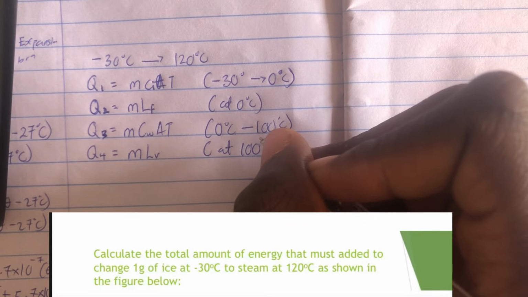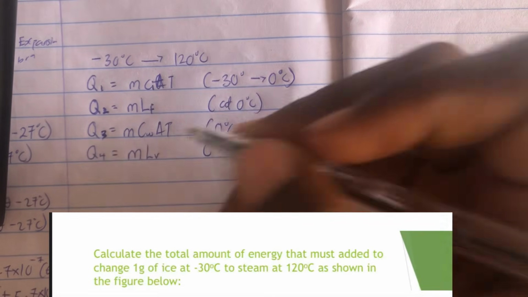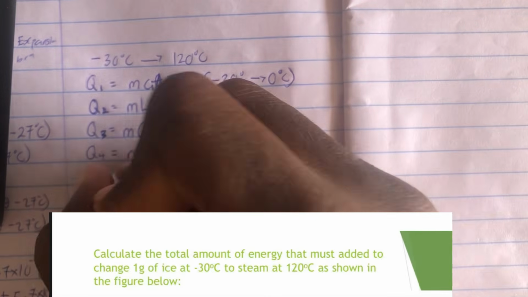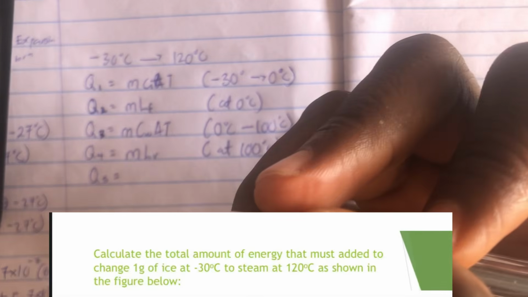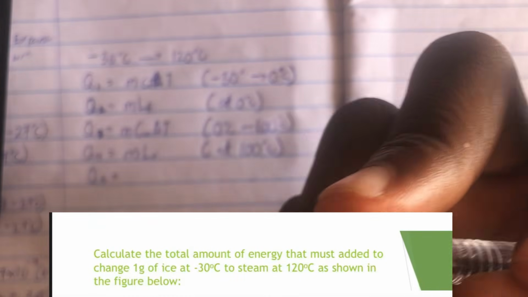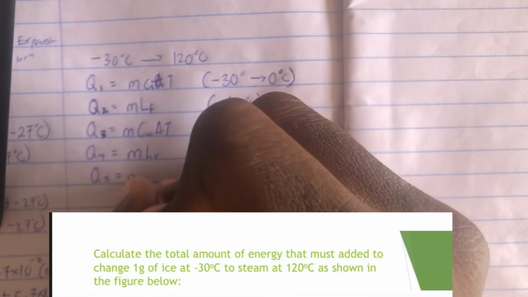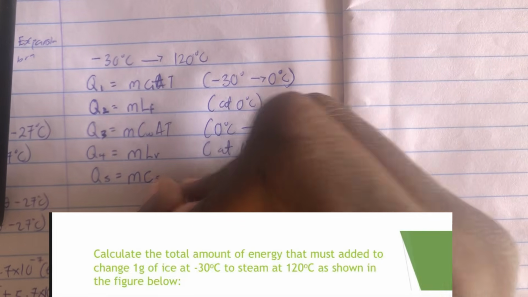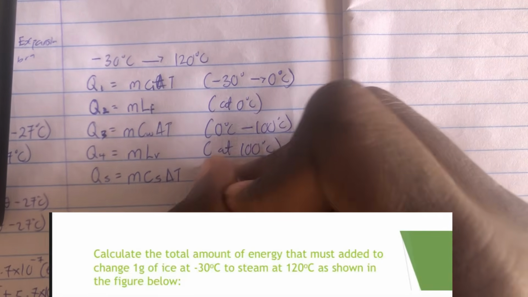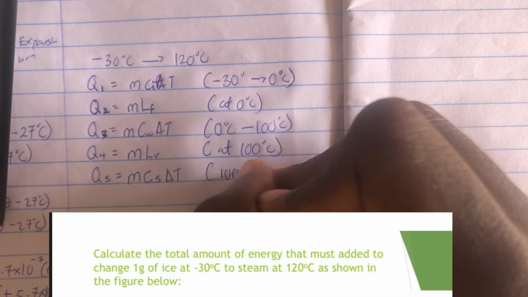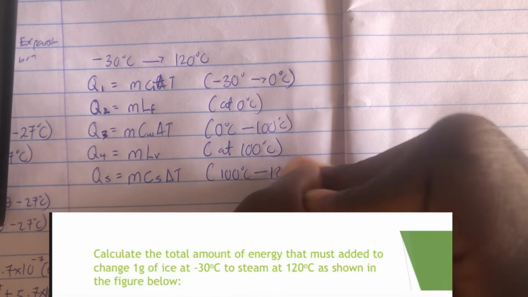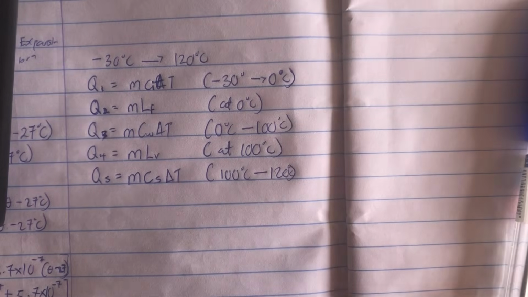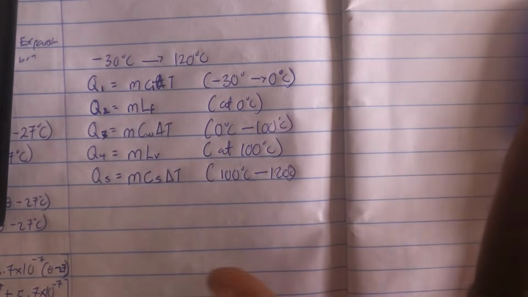But that's not all. They say it moved from minus 30 to 120. So from 100, it has to move to 120. And that is 100 degrees Celsius to 120 degrees Celsius. That'll be mass times the specific heat capacity of steam and its change in temperature. You can see we have five different processes. So you add all this together and you get your answer.